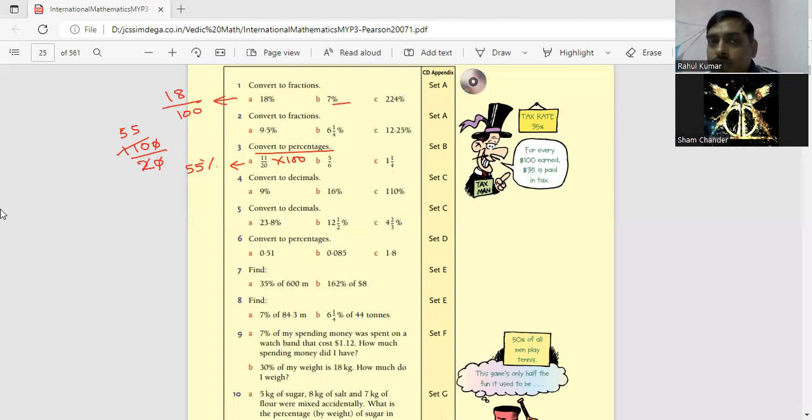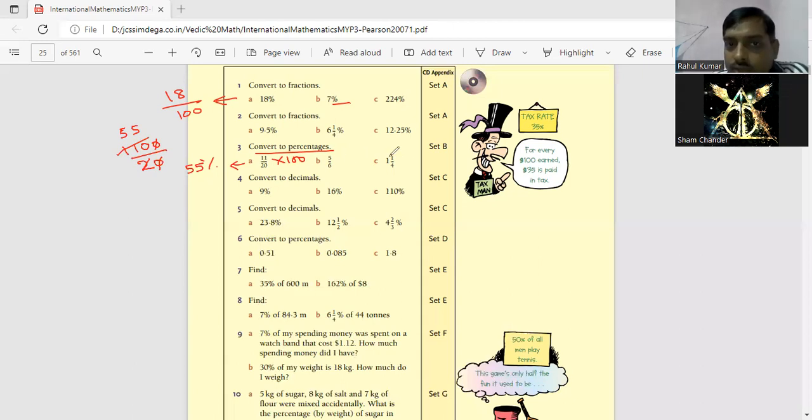Sir, an easier way to do it would be to convert the denominator to 100 and use the same number we used to convert the denominator in the first one. For 11 under 20, 100 divided by 20 equals 5. So if we multiply 11 by 5, we get 55, no? Okay, you can also do it like this, no issue.